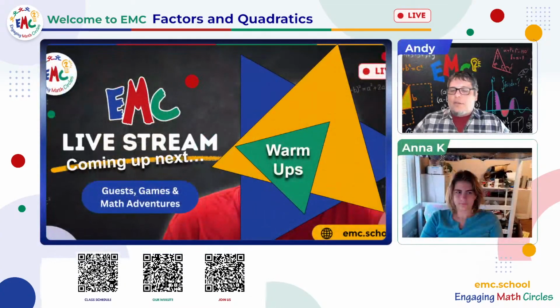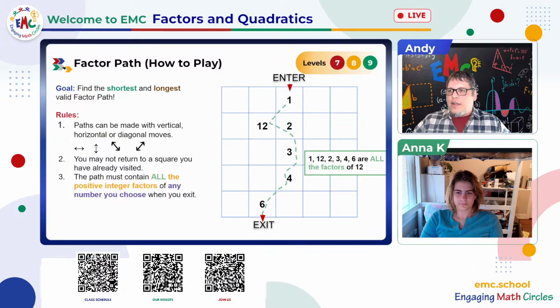Today we're going to get warmed up with some warm-ups. Let's start off with one you might be familiar with, Anna, but our audience might not be. We used to play this in grade 5 a couple years ago. So this one's called Factor Path. Do you remember playing this before? I don't think so.